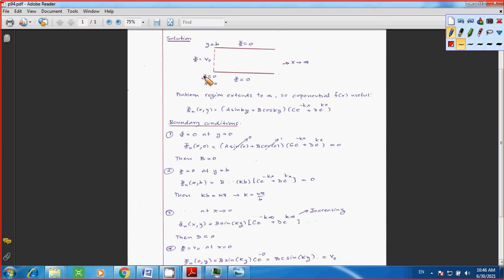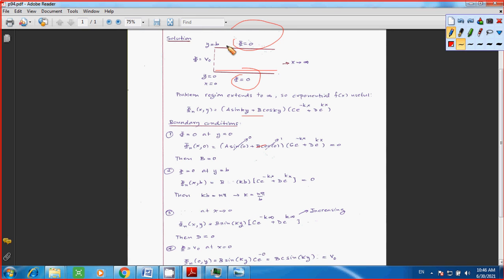First, at y equal to 0, your potential is equal to 0. Let's take a look at the y dependent term. Sine 0 equal to 0, but cosine 0 is equal to 1, and the potential must equal 0. So you cannot have b. This term has to drop.